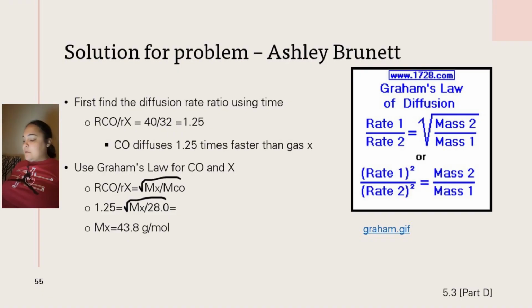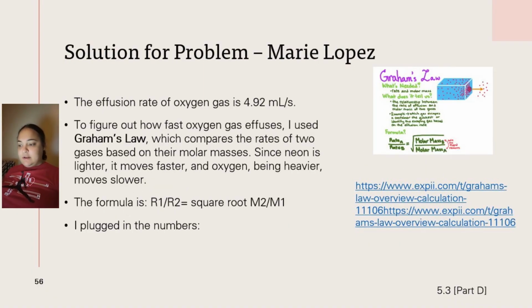The solution for the problem: the diffusion rate of oxygen gas is 4.92 milliliters per second. To figure out how fast oxygen gas diffuses, I use Graham's law, which compares the rates of 2 gases based on their molar masses. Since neon is lighter, it moves faster, and oxygen being heavier moves slower. The formula is R1 over R2 equals the square root of M2 over M1.